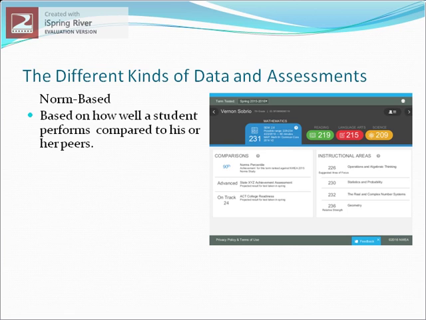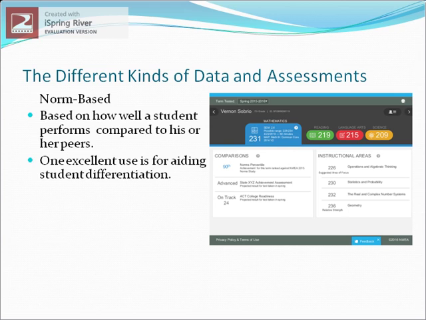If a student does better than most of the other people in the classroom, they'll get a high score. If a student does worse than other people in the classroom, then they'll get a low score. Norm-based tests aren't necessarily just for the classroom. They might also be based on a larger group. For example, this screenshot on our right is an example page from the test that my school uses, the NWEA.